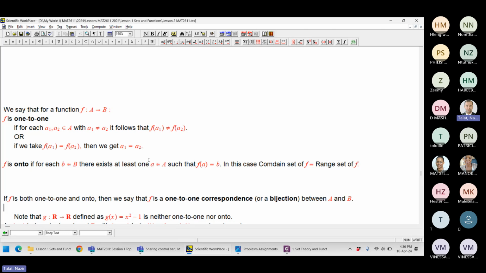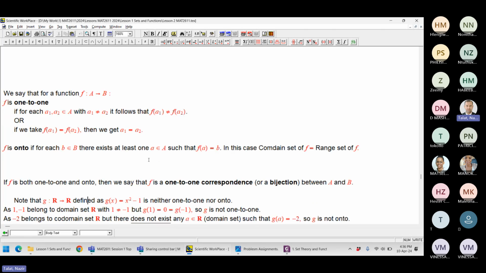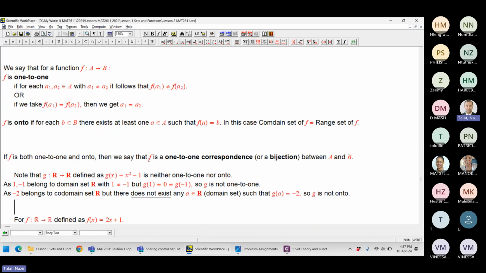For instance, here is the above example. So this function is not 1-1 and not onto. For example, one can see that if we take two distinct entries like 1 and minus 1, remember that 1 and minus 1 are unequal, but g of 1 is equal to g of minus 1. So it doesn't fulfill this relation. So we conclude that such a function g is not a 1-1 function.